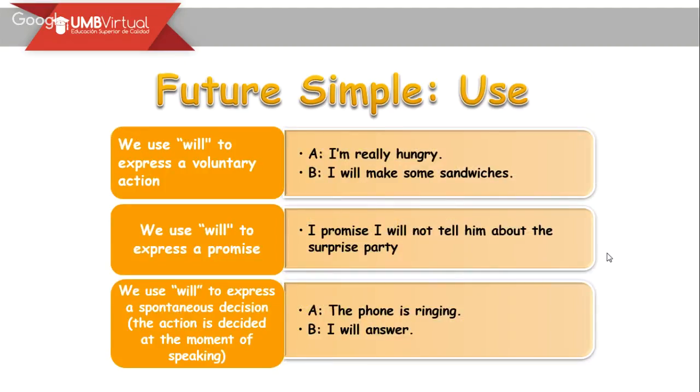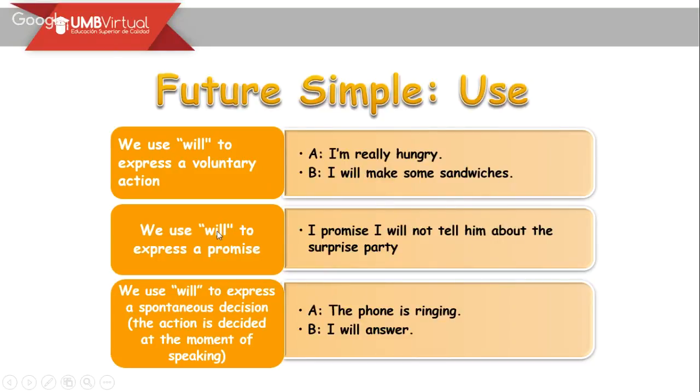Now we have some differences when we are going to use will and when we are going to use be going to. So we use will when we express a voluntary action, something that I really want to do. I am really hungry. I will make some sandwiches. That's because you are self-motivated to do it.